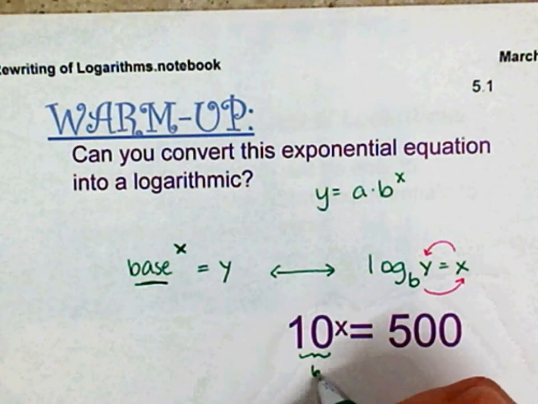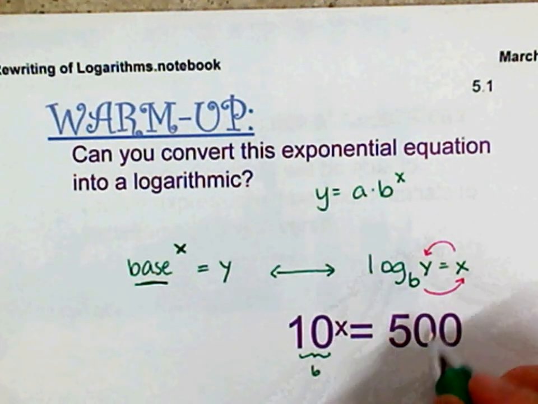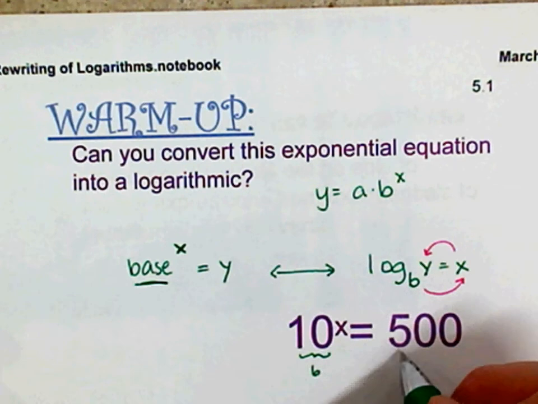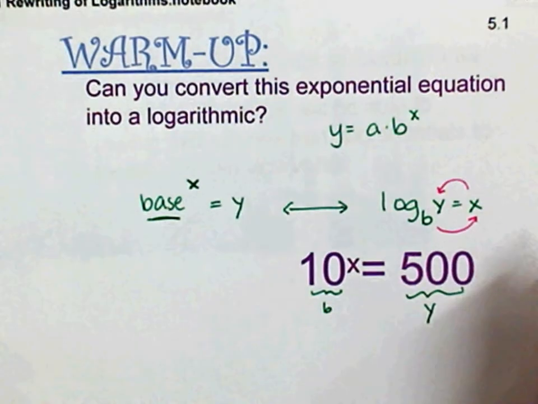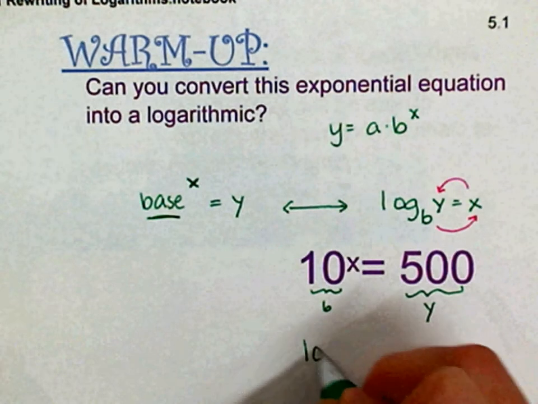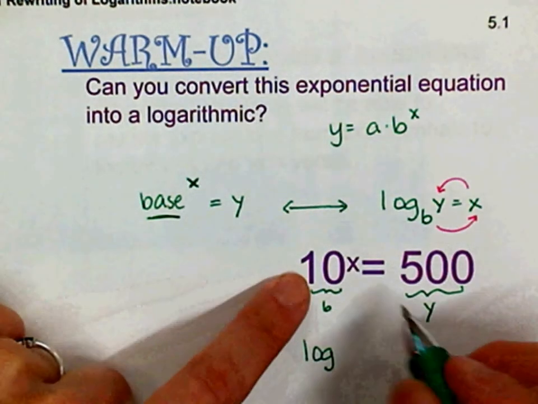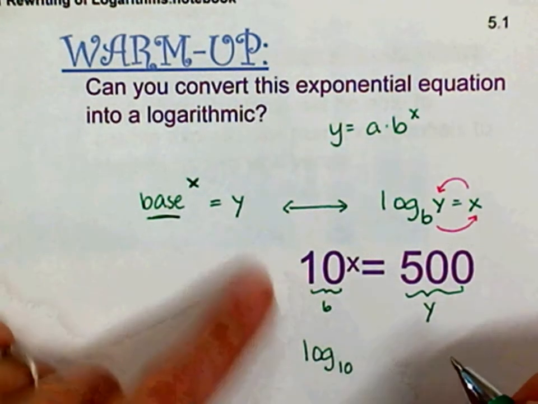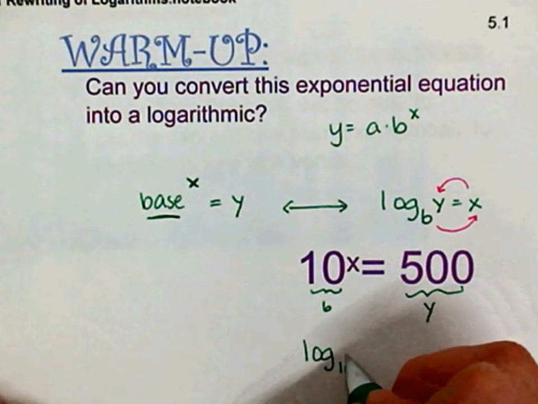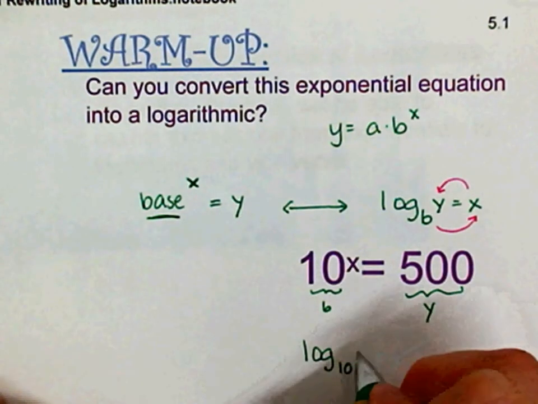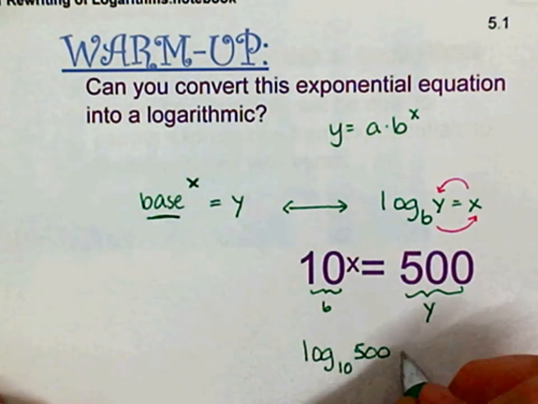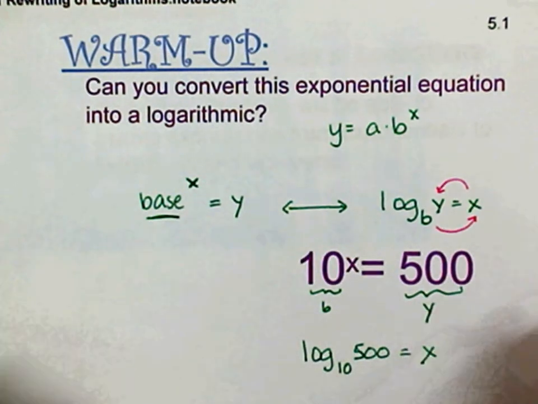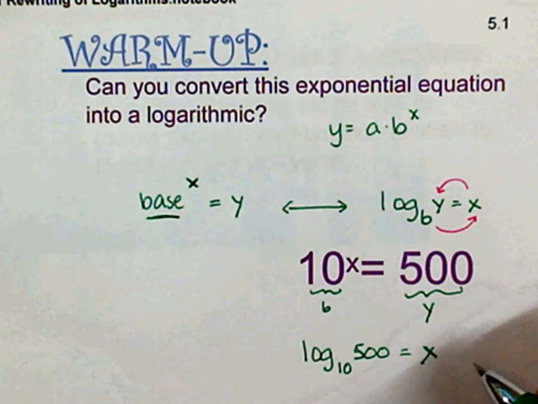Your base is b, your x is right there, an exponent, x is an exponent, your independent variable, and this is your y. So how would you go about writing this? You write the word log. The base is 10. Notice I go a little lower. Same line as log, there's your y, which is the number 500, equals your x. It's a way for you to solve for x, okay?